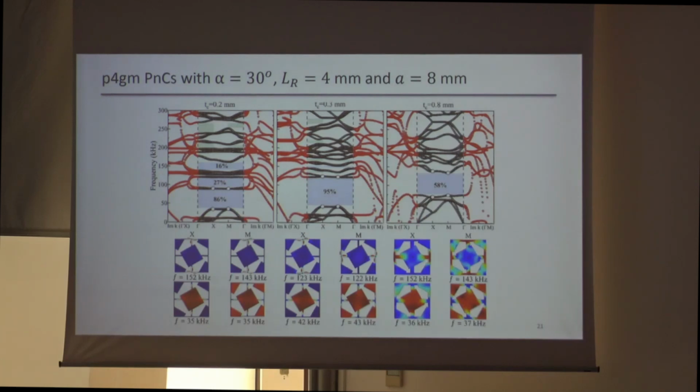Then let's look at the P4GM phononic crystal when alpha is 30 degrees.